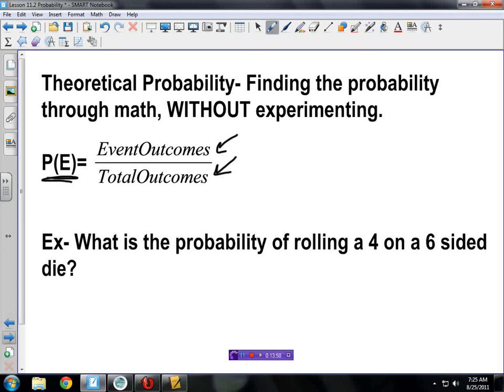Well, the probability of rolling a 4, the event outcomes, well, how many 4s are there on a die? Well, there's 1 4, so that's going to go on top. That's a 1. On the bottom are the total outcomes. How many total sides are there? 6. So the theoretical probability is 1/6. I didn't roll any dice. I didn't do anything like that, but I know the theoretical probability is 1/6.